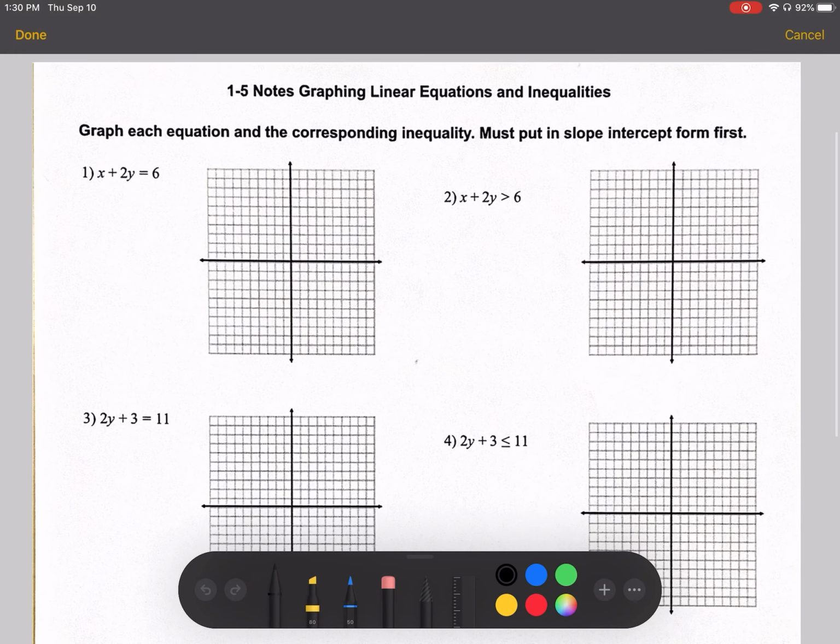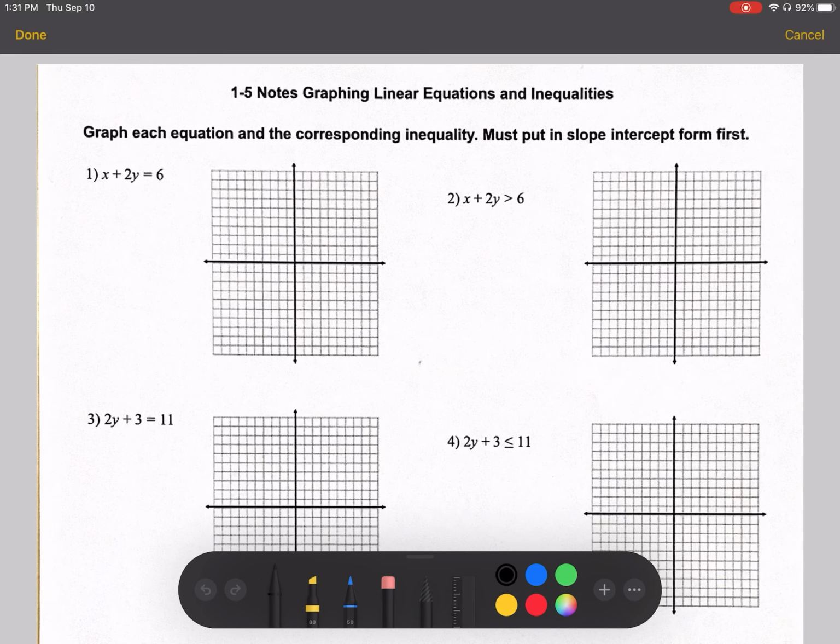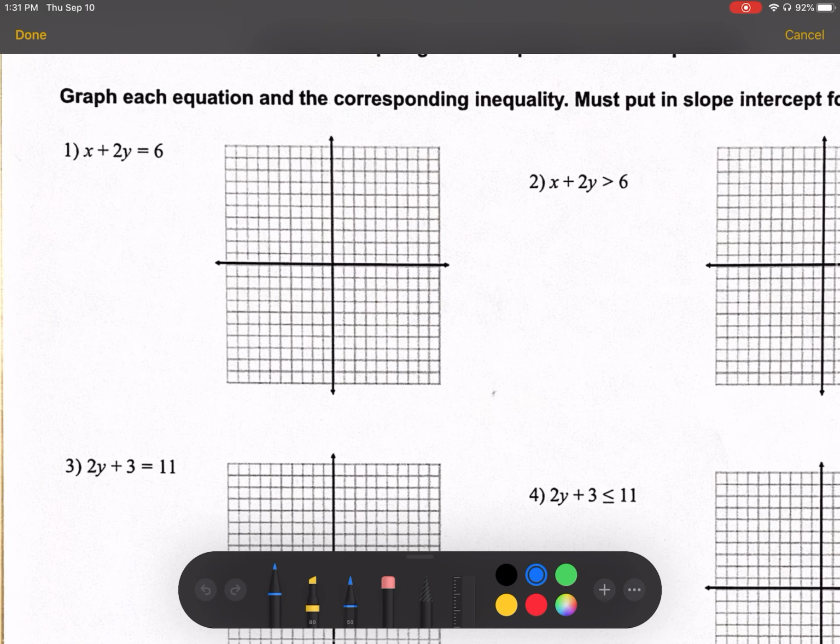Okay, so we are talking about graphing linear equations and inequalities. And so what we have here is an equation and then a corresponding inequality, and we can compare how those two things are alike or different. There's a couple of ways you can graph these. One thing to do is solve this for y, so put it in what we call slope-intercept form.